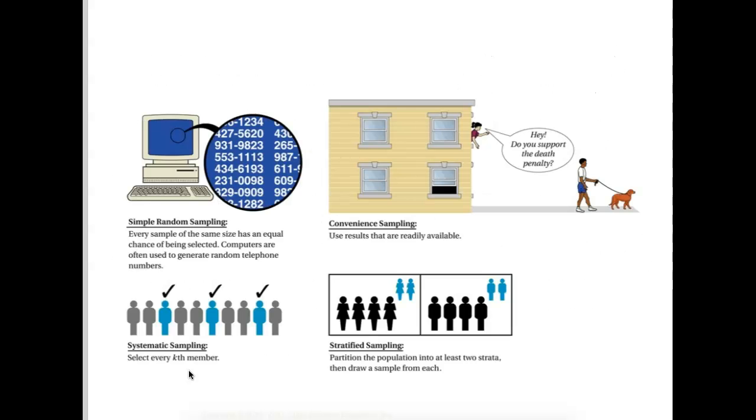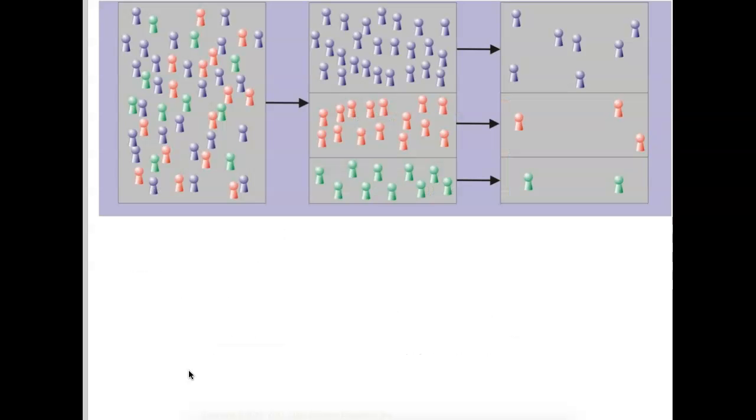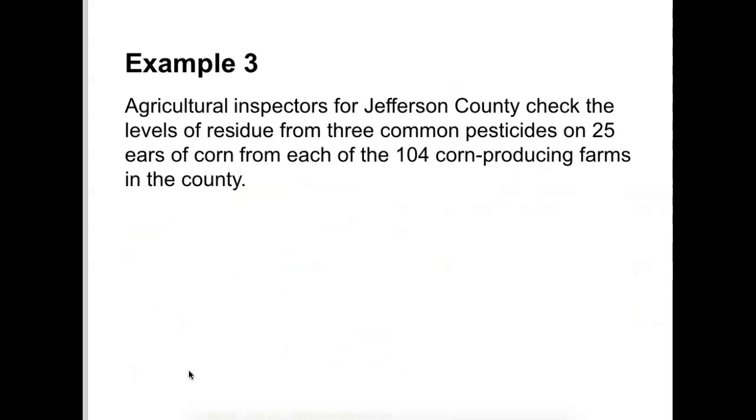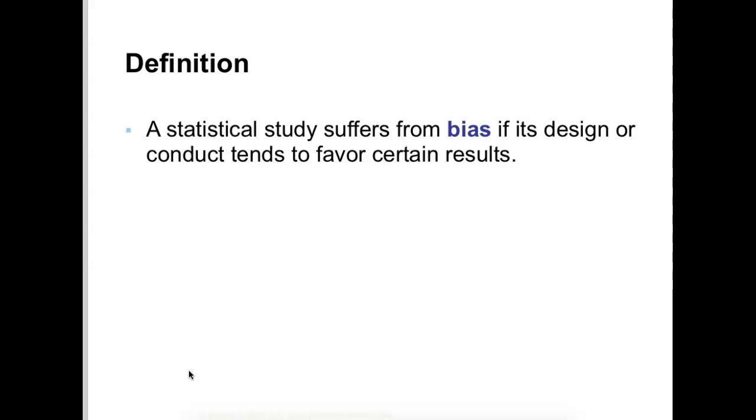Talked about different types of sampling methods. Hey, do you support the death penalty? Out the window. And then we did define bias. Yeah, is this where we stopped?